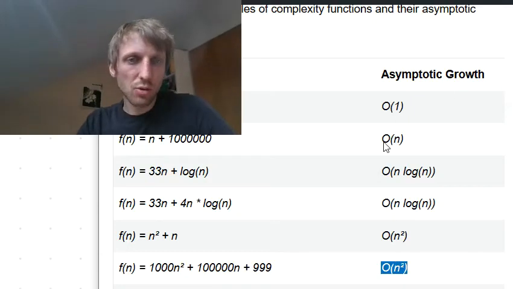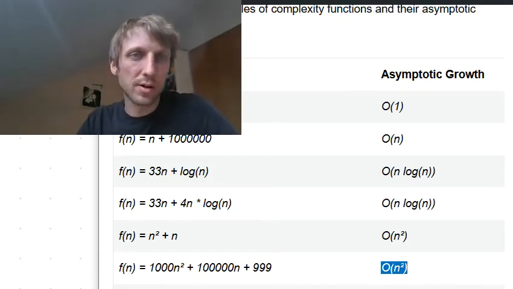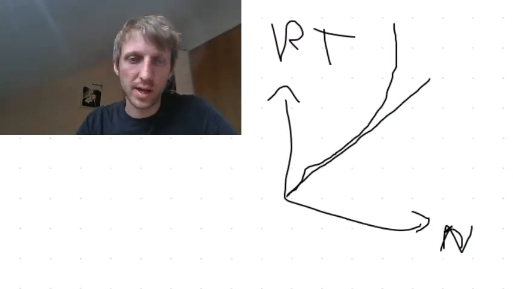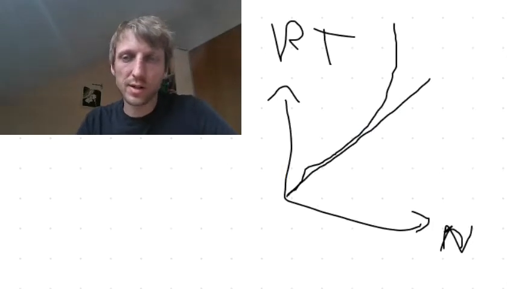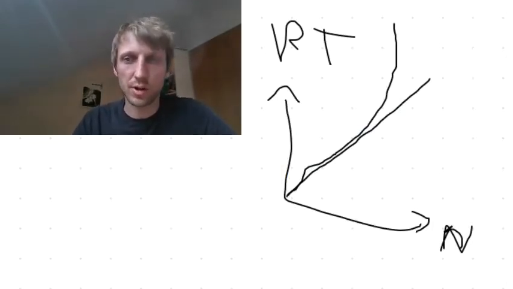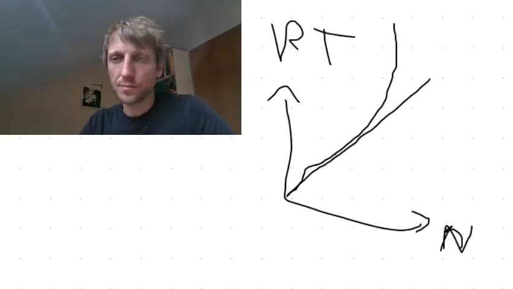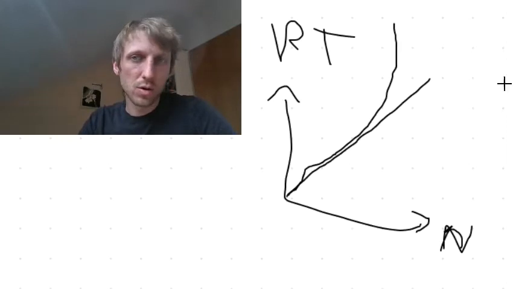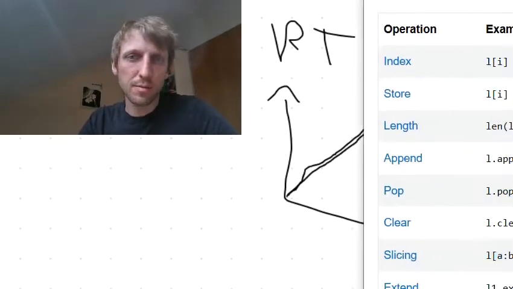Okay, so now you already have a feeling about asymptotic growth, what it is basically, and how it works. And now you see that in Python different functions have different asymptotic growth. Okay, so let's quickly go over the table.